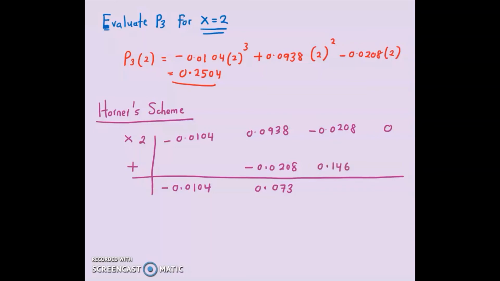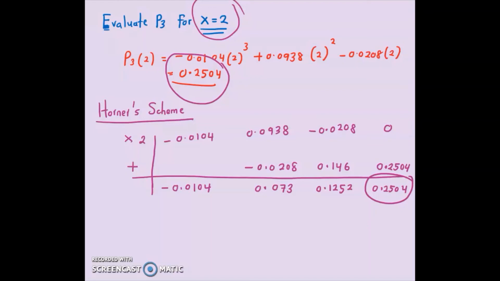0.073 times 2 will give you 0.146. Now adding these two again, negative 0.0208 plus 0.146 will give me 0.1252. Now 0.1252 times 2, write it here, 0.2504. Now add these two will give me 0.2504. Now this is the value for P3 when you substitute x equals to 2. Okay, so this is a Horner scheme. And you can also use long division. Okay, so there are many ways to find or evaluate the values.